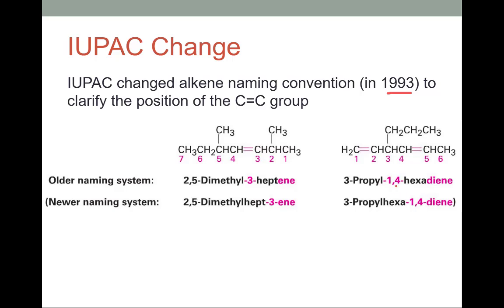So 1,4-hexadiene as a parent chain compared to hexa-1,4-diene. Both are acceptable, both are common. When you get to really complicated molecules, the newer system works much better.